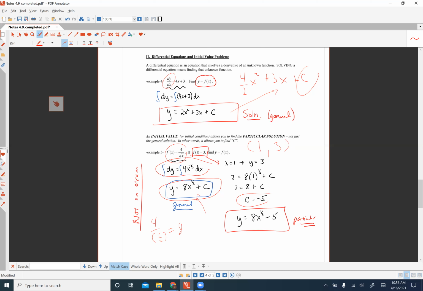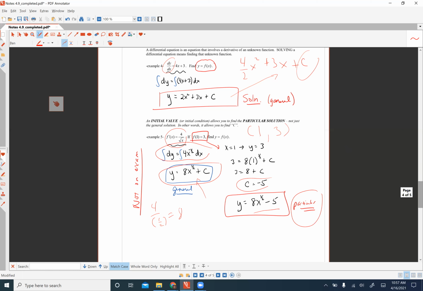So the solution to this initial value problem is y equals 8 times the square root of x minus 5. In other words, if you take the derivative of that function, you get 4 over the square root of x, and when x is 1, the value of y is 3. One thing you'll learn if you take a differential equations course is that this is called a particular solution. Mathematicians have a way of talking, but anyway, when we're solving an initial value problem, the solution is called a particular solution.